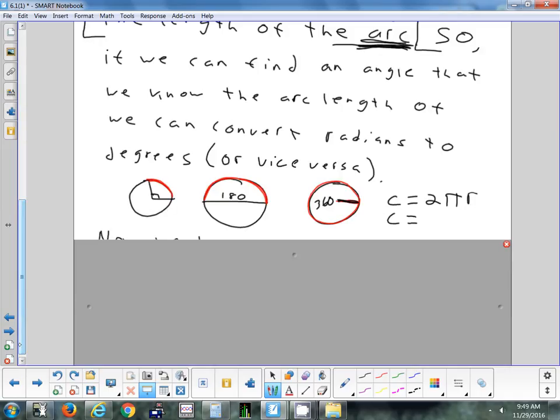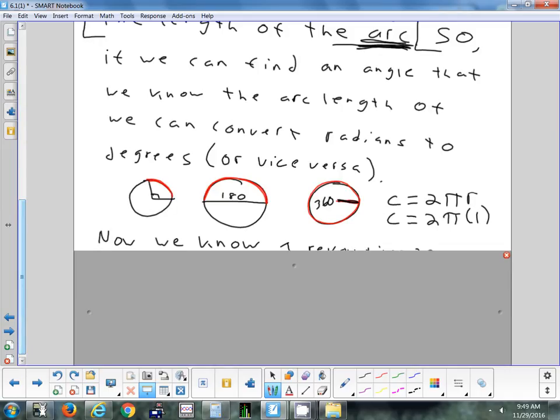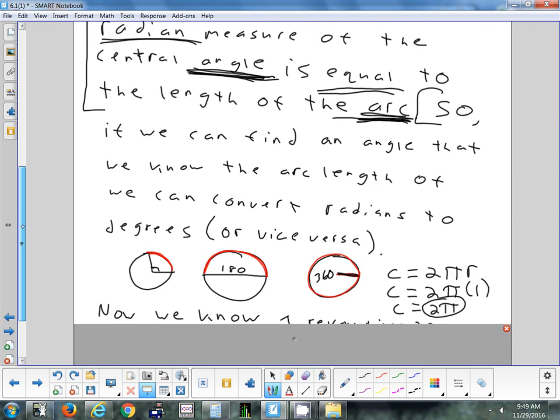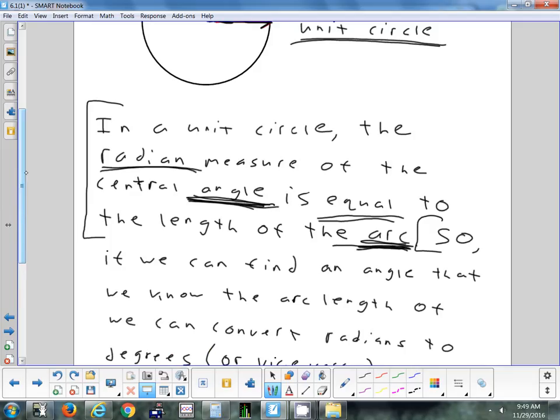All right, so 2 pi times 1. So what's the circumference of a unit circle? 6.28, or we could just leave it as 2 pi times 1. It's just 2 pi. Now, that's the circumference of a unit circle. What's the circumference the same as?